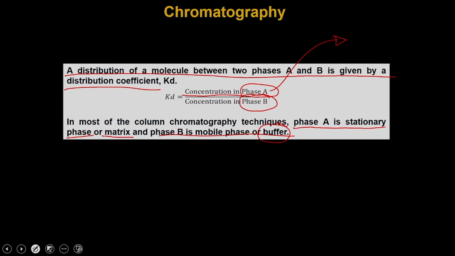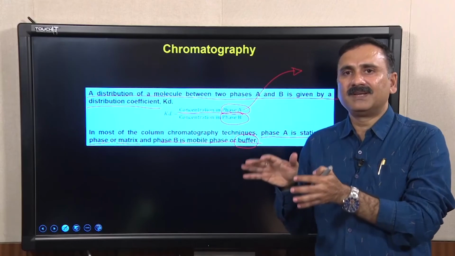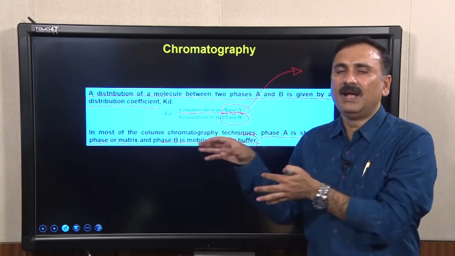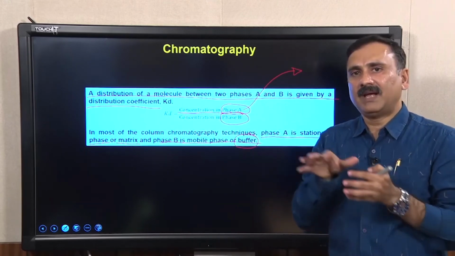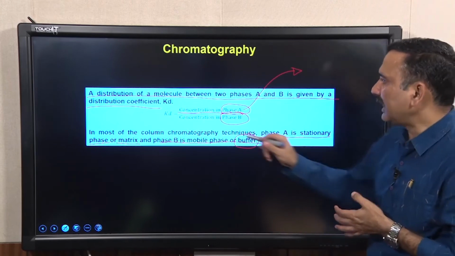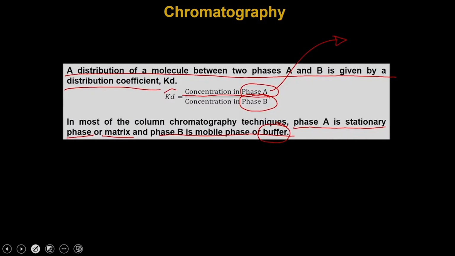In other cases, the distribution coefficient can have multiple phases, can have any phase as phase A or phase B, but in the case of column chromatography, for the purpose of convenience, we always keep the stationary phase as phase A and the mobile phase as phase B to calculate the Kd values.